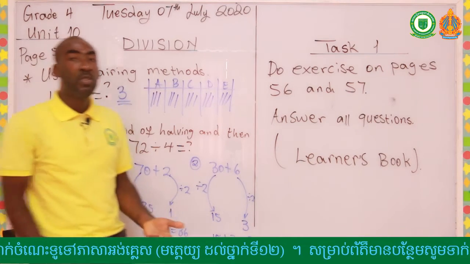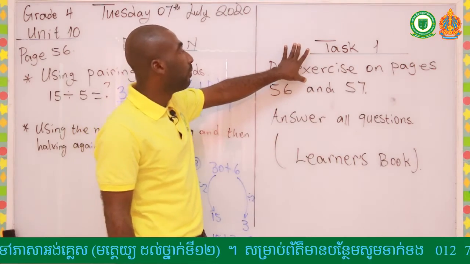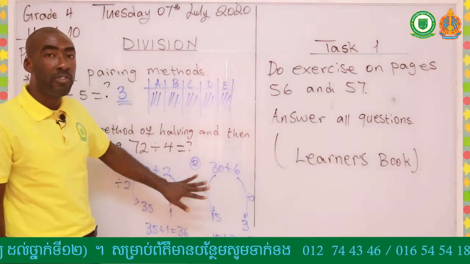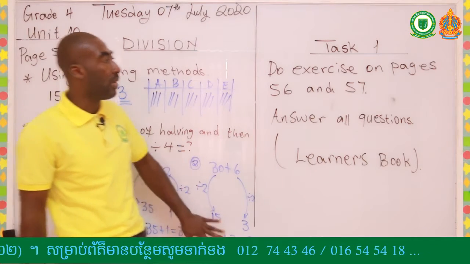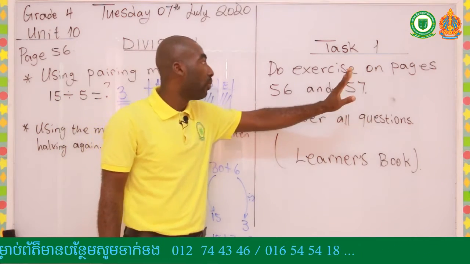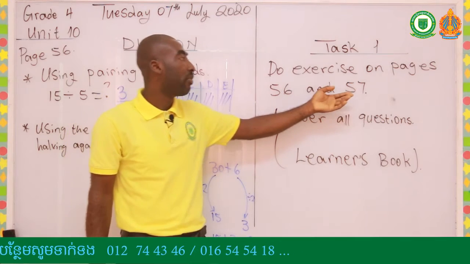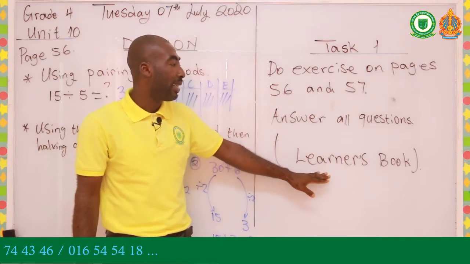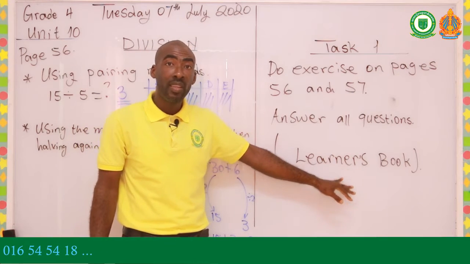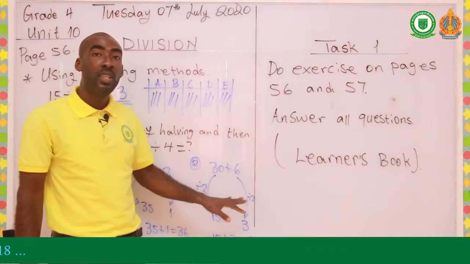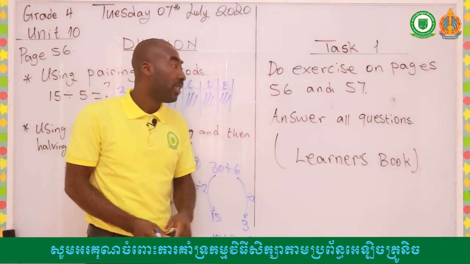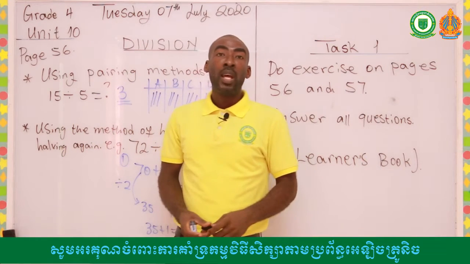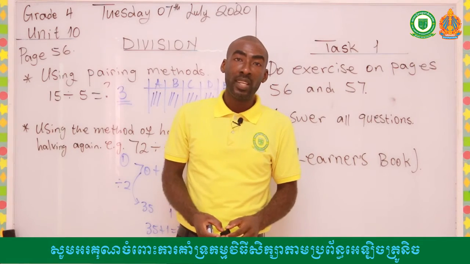Okay, so this is what we're going to do. I want you to do your task 1, which comes with examples of this exercise, or these examples that we have done. You do the exercise on pages 56 and 57. Please, you are to answer all questions from the learner's book session. Okay, if you have any difficulty, please try to tell me on the Telegram account, and then I'll explain to you. I'll see you in our second video.